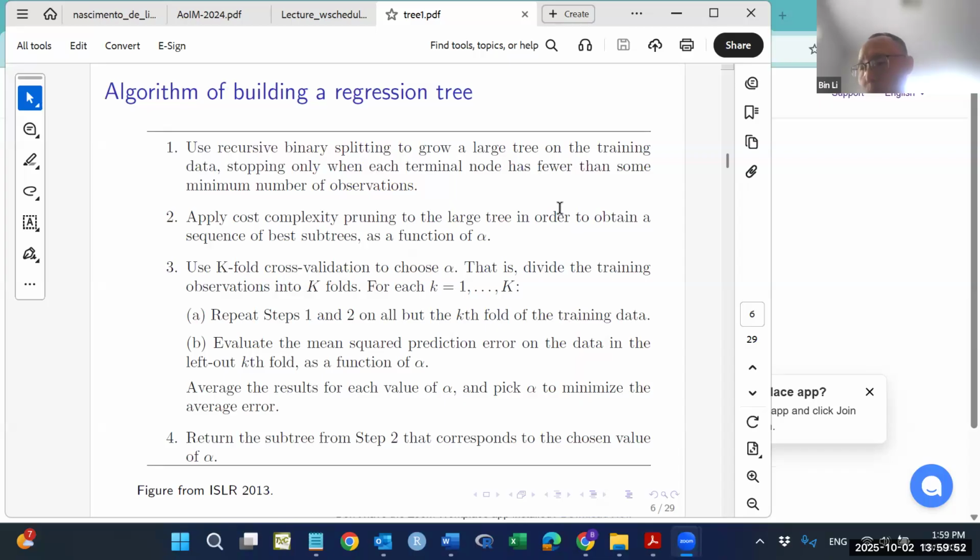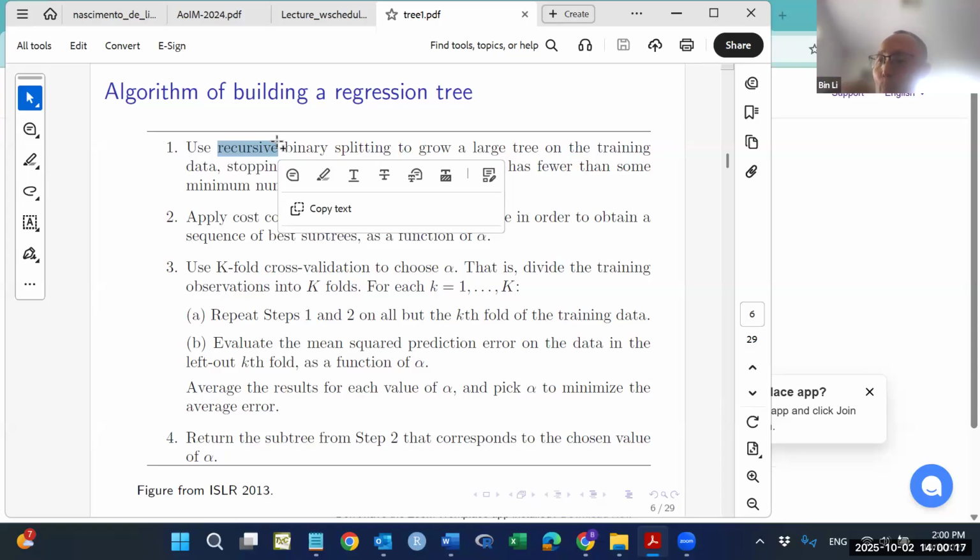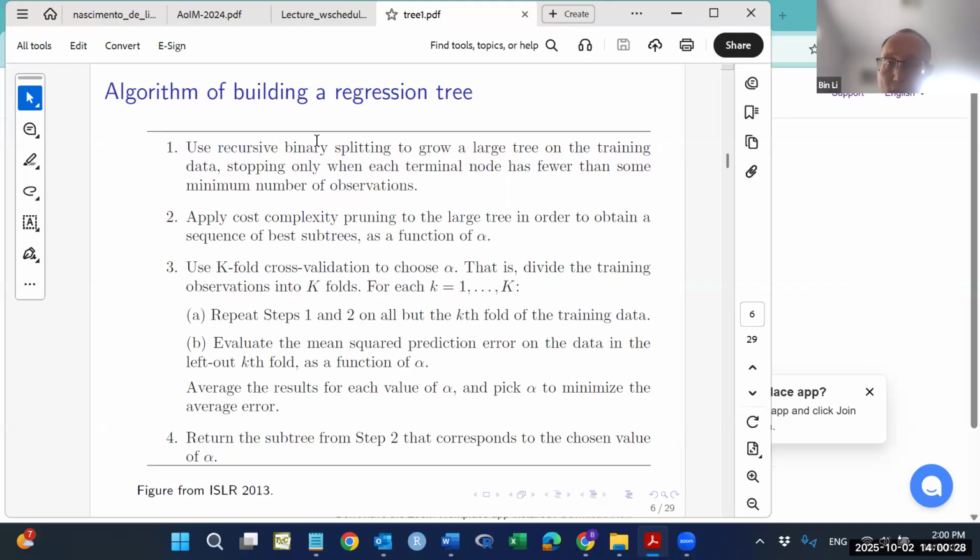Okay, now let's talk about how to build a tree. As I said, the tree has 2 steps. The first step is to grow a tree. So we use recursive binary splitting to grow a tree on the training data. And what do we mean by recursive? Recursive means that we repeatedly apply an algorithm. That's called recursive. And that algorithm here in the tree is binary splitting.